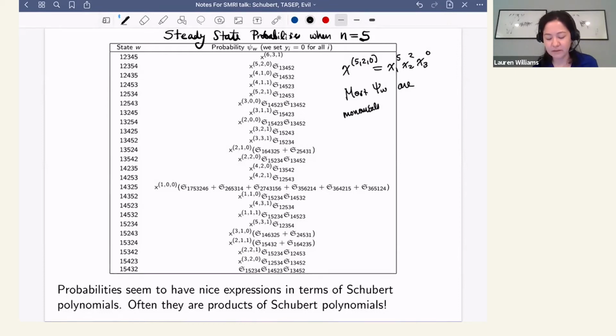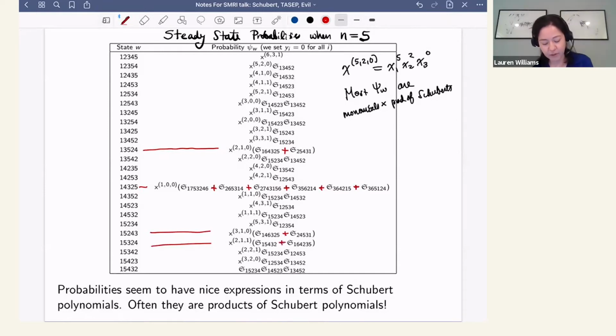monomial times product of Schuberts. There's a few exceptions. There's this one here. We have a non-trivial sum of Schuberts. This one here is a sum of 6 Schubert polynomials. This one here is a sum of 2. This one here is a sum of 2. But apart from that, they all look like monomial times product of Schuberts. And another thing I'll point out is that if you look at the monomial factors that appear here, they are all distinct.